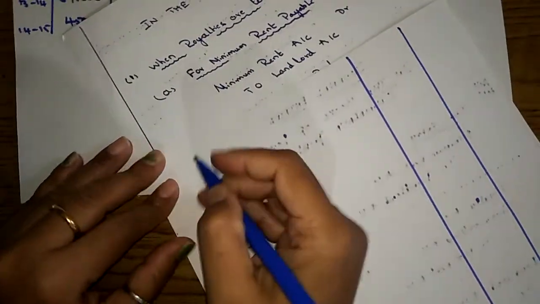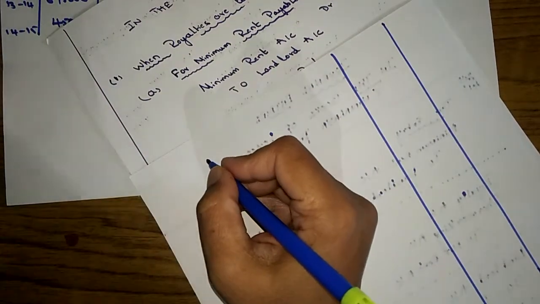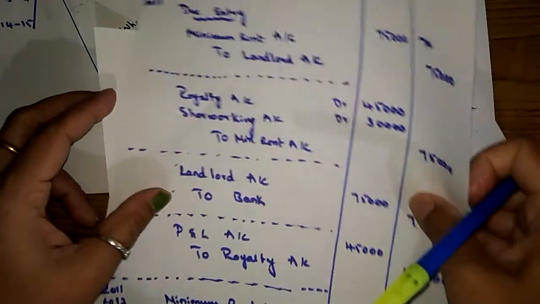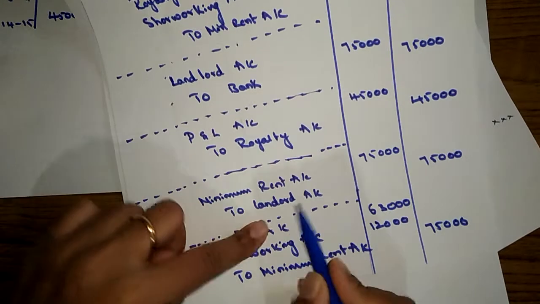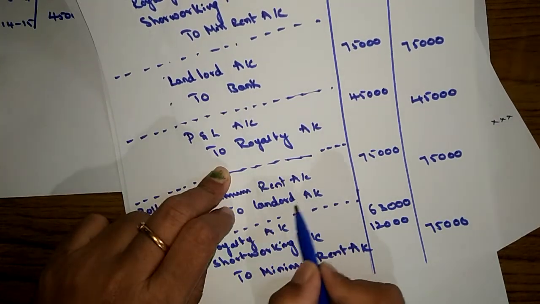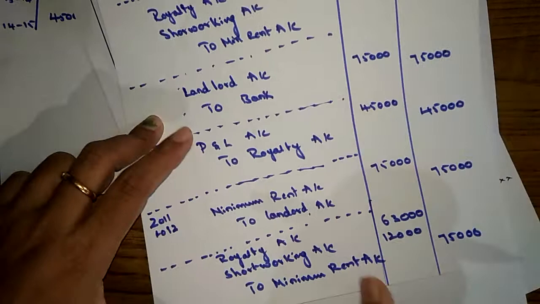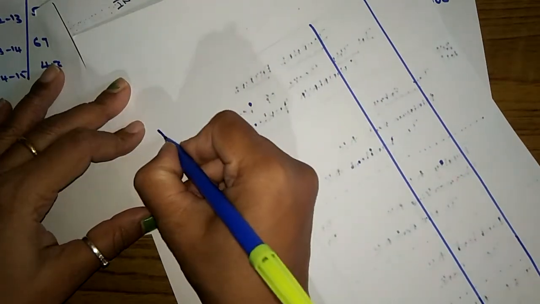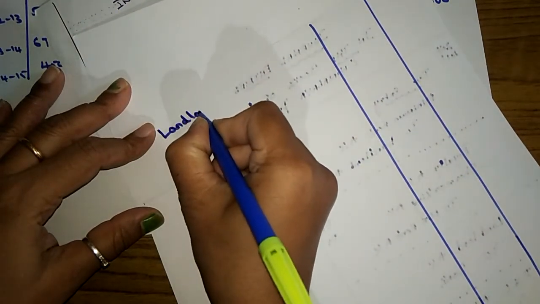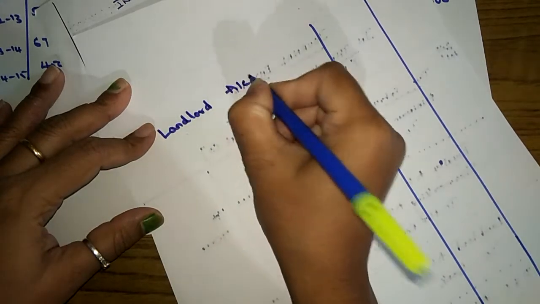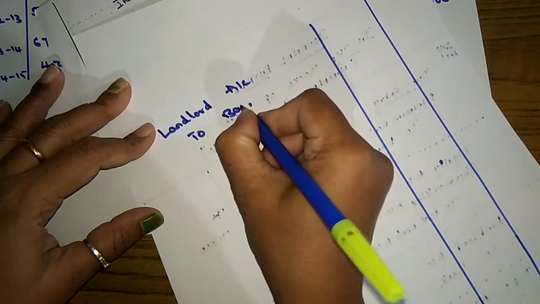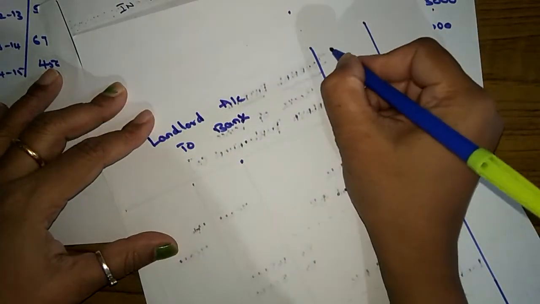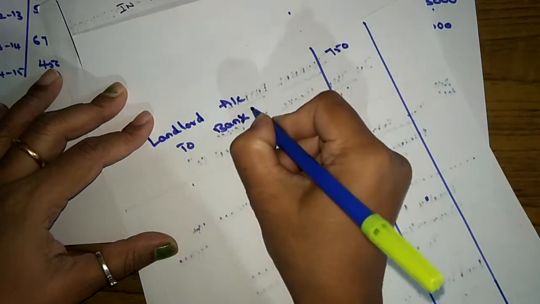Who is the landlord here? Actually, the landlord is Mr. Shriram. So here instead of landlord, we can write it as Shriram account. Okay, so we'll continue with landlord, but otherwise you have to write the name. Landlord account to bank account. So how much we need to pay? 75,000.